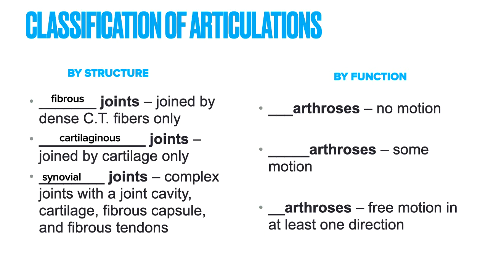Now, if we talk about categorizing them by function, we have 3 different types. Functional classification is determined by the amount of mobility found between the adjacent bones. And there are 3 classifications: synarthroses, amphiarthroses, and diarthroses. Synarthroses are joints that are immobile or have no motion. Amphiarthroses are joints that have some motion, they're slightly movable. And then diarthroses, these are freely movable joints. So they have free motion in at least one direction, but it can be more than one direction.